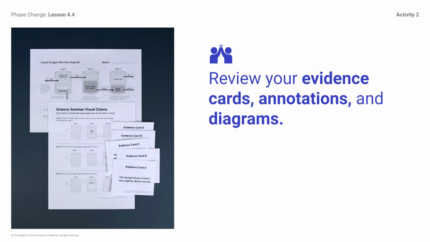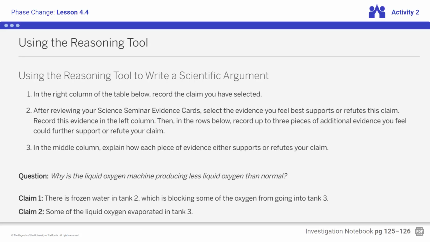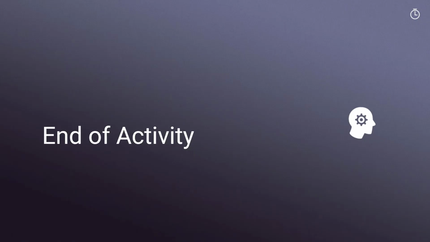Review your evidence cards, annotations, and diagrams. If you haven't already selected the claim you feel is the strongest and the evidence that best supports the claim, do so now. Consider any evidence that clearly refutes the claim. If your thinking has changed, you can reorder the evidence cards. Begin working on your reasoning tool. You're encouraged to discuss your thinking with a partner before completing the reasoning tool. You can include 2 pieces of evidence in the same box if you think combining them makes the evidence more convincing. End of activity.